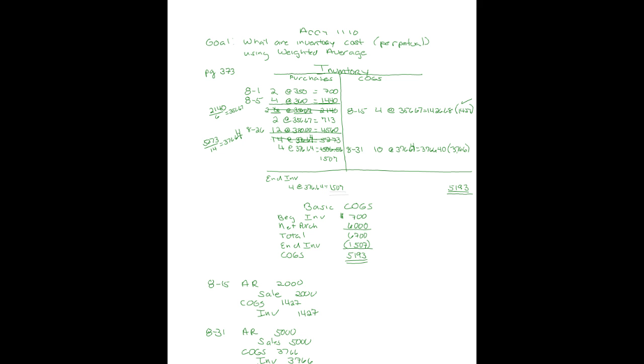So that gives you an idea of how you can see the costs flowing through the inventory account using the Perpetual system, doing it as you go along, what it ends up being for cost of goods sold, and ending inventory.